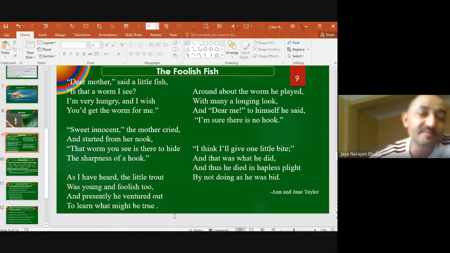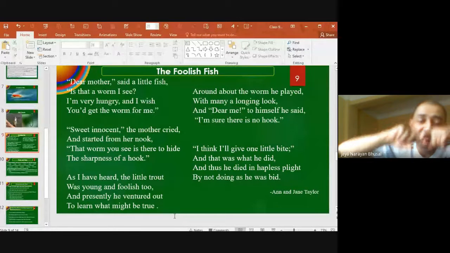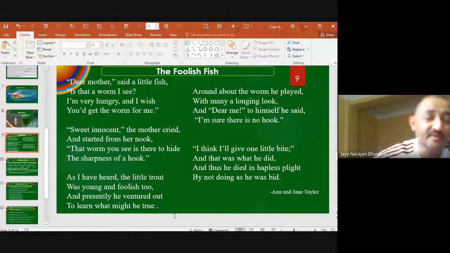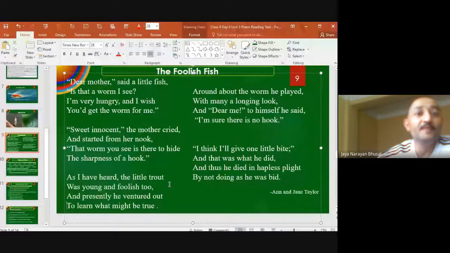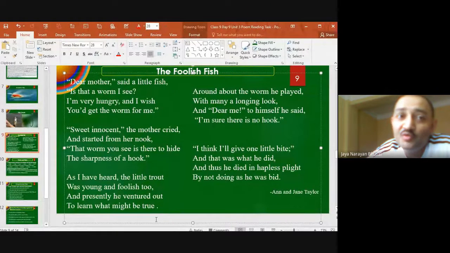He did not believe his mom. Look at this. The little trout was not only innocent, arrogant too. Look at this oxymoron. Two contradictory adjectives are given to this little trout. Mom says innocent, and now he does not listen to his mom. Innocent kids should be listening to mom and dad, their parents, our elders. So he was not just innocent, he was arrogant too. Arrogant means not believing others easily. Okay? To learn what it might be. That means out of curiosity as well.